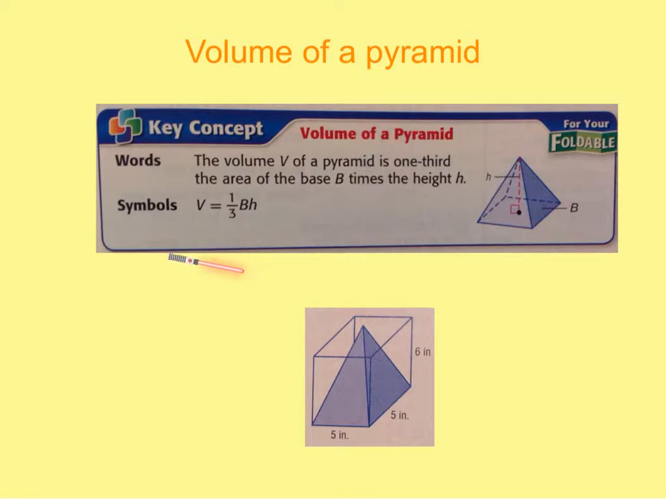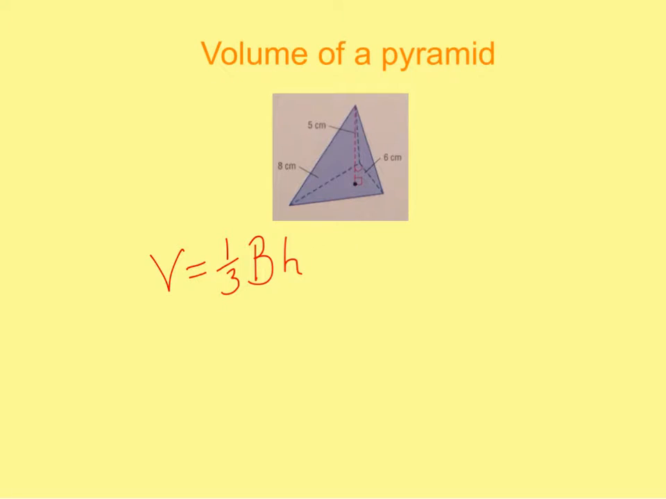So our formula to find the volume of a pyramid is going to be the volume equals 1/3 of the big B, remember that's the area of the base, times the height. So let's find the volume of this pyramid right here. We're going to start out with our formula. The volume equals 1/3 of the big B, so the area of the base, times the height.